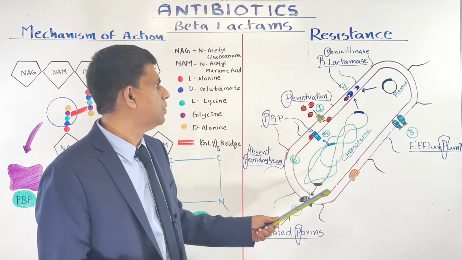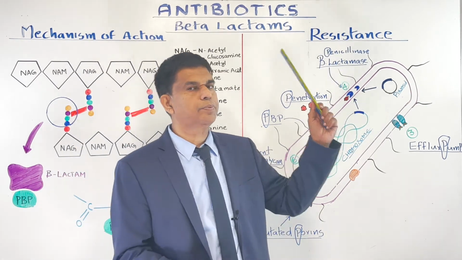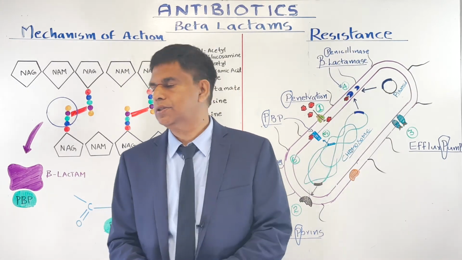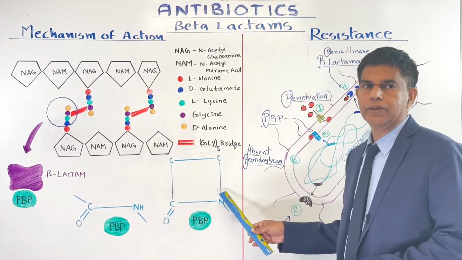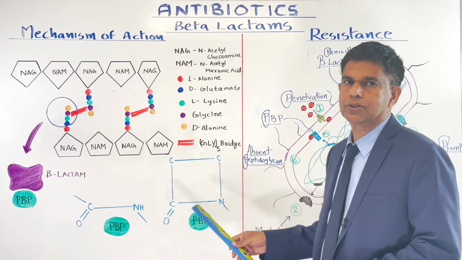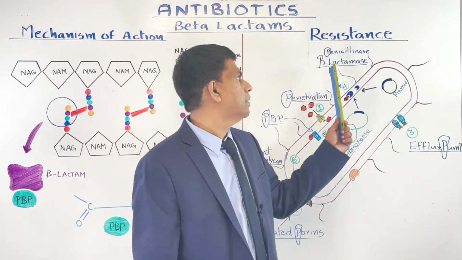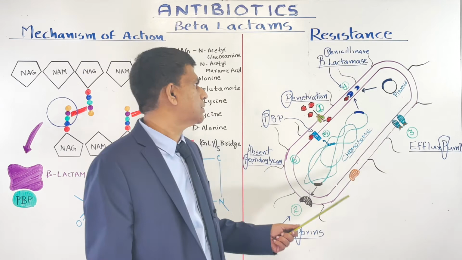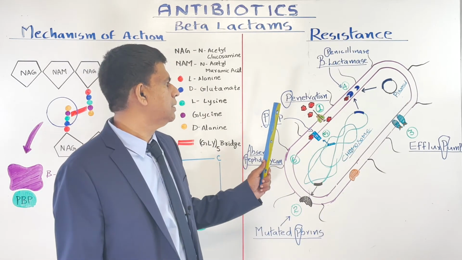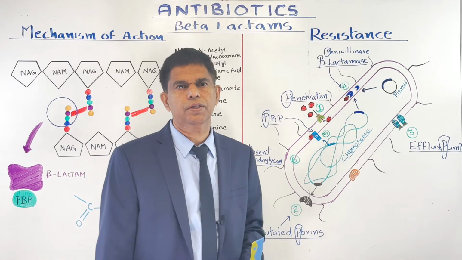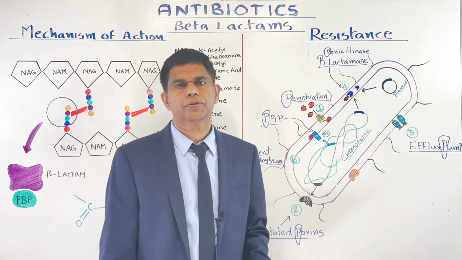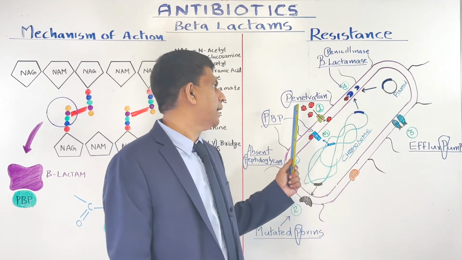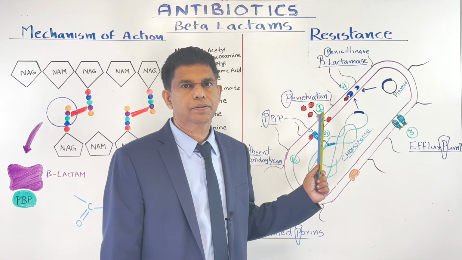Number four. The bacteria produce an enzyme called penicillinase. What does it do? It destroys the beta-lactam ring. They also call it beta-lactamase or penicillinase. So the beta-lactam gets destroyed and it's not going to work. The next one, number five, is the penicillin-binding protein itself, which is affected because of mutation. If there is no normal penicillin-binding protein, the beta-lactam cannot bind to it.